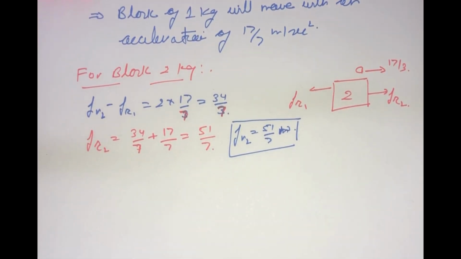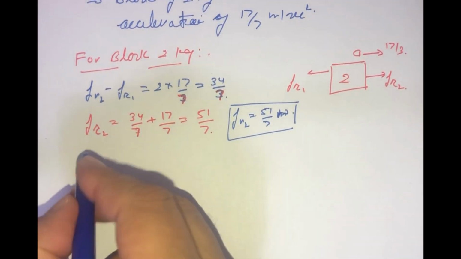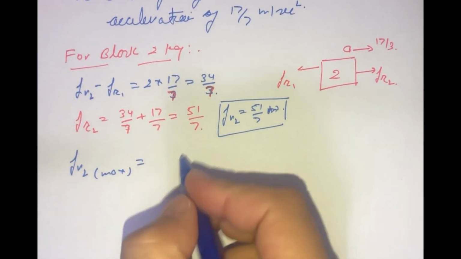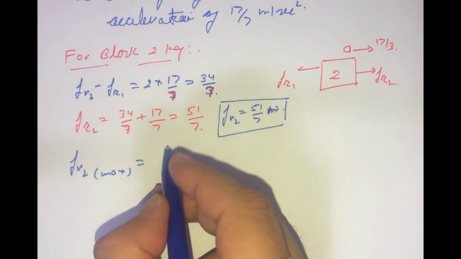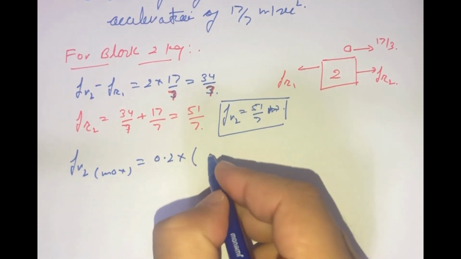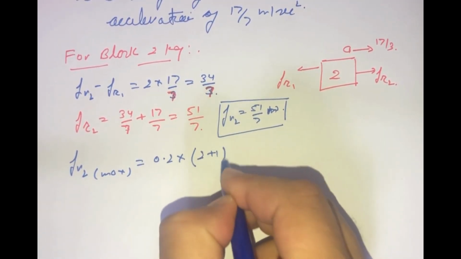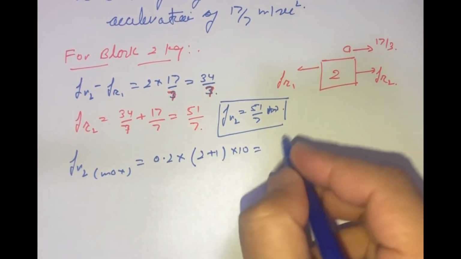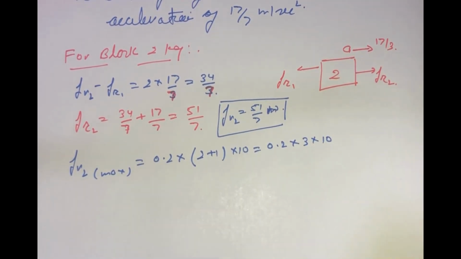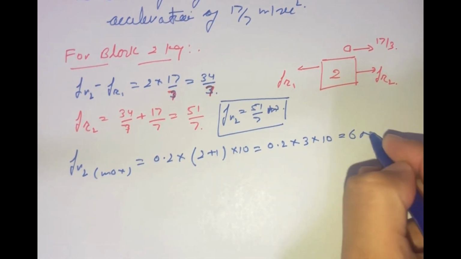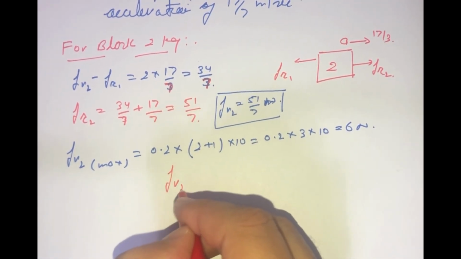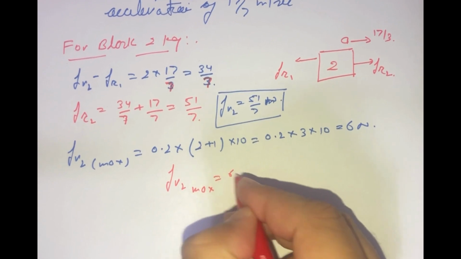And once again we try to find out what will be our FR2 max. So FR2 max will be equal to coefficient of friction, that is given as 0.2, and mass is 2 plus 1 and multiply by 10, so this will be 0.2 into 3 into 10, which will be equal to 6 Newton. So FR2 max will be equal to 6 Newton.